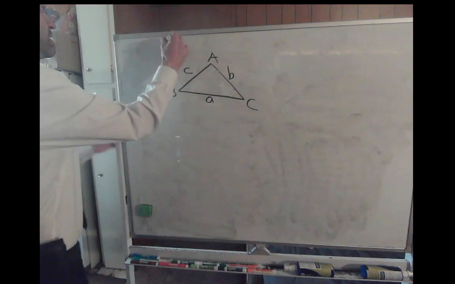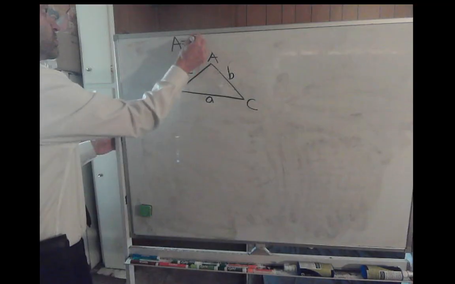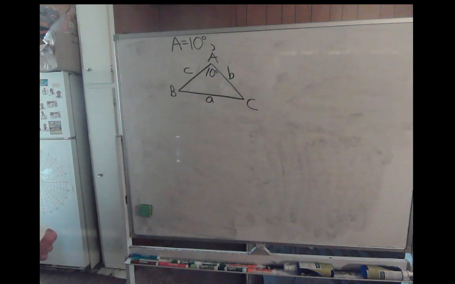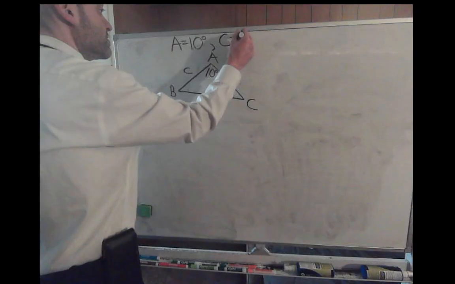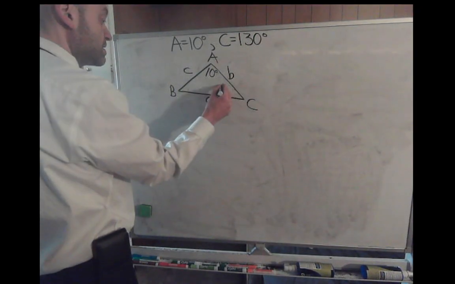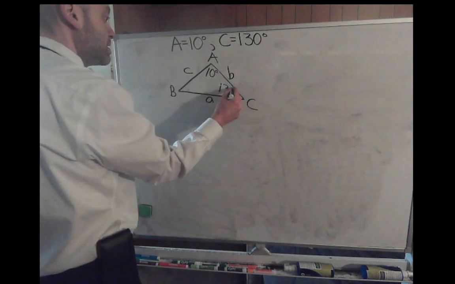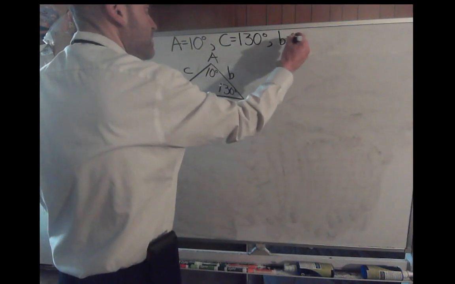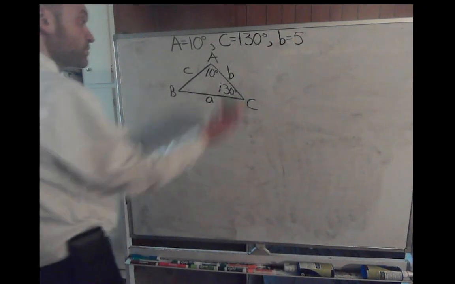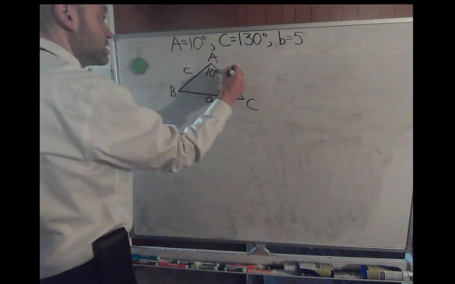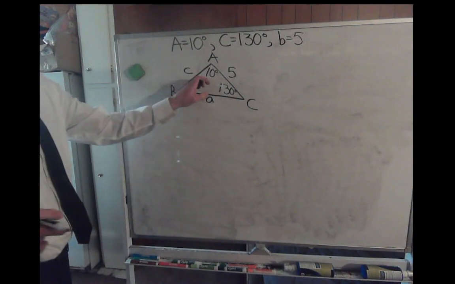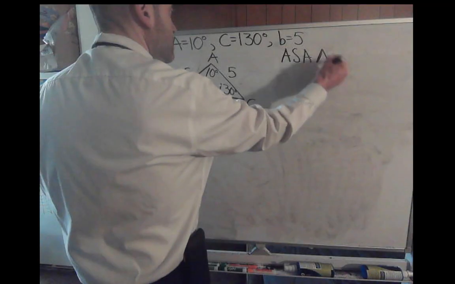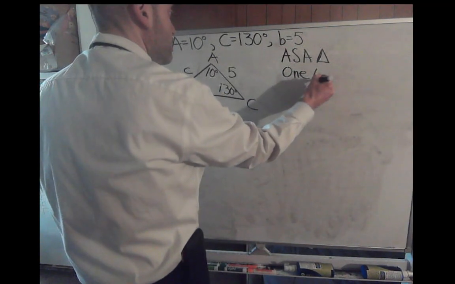Let's see. We have angle A equals 10 degrees. So here's 10 degrees. Angle C equals 130 degrees. And then what are they giving us for side? Side B equals 5. Alright, so we have an angle side angle triangle, which means we're only going to have one triangle. So it's automatically one triangle.